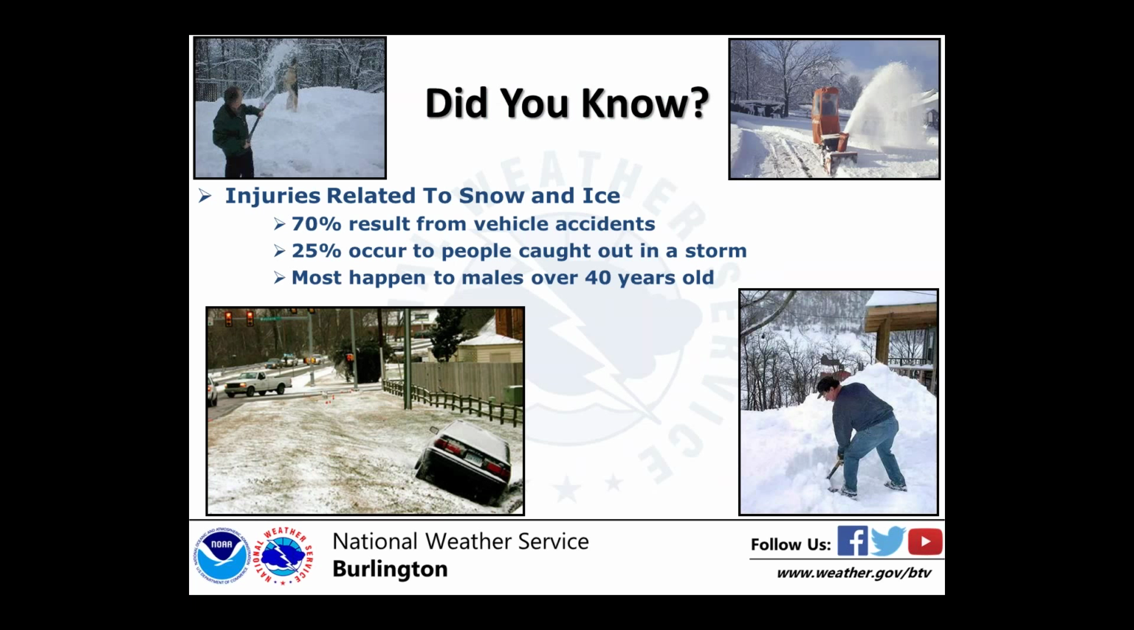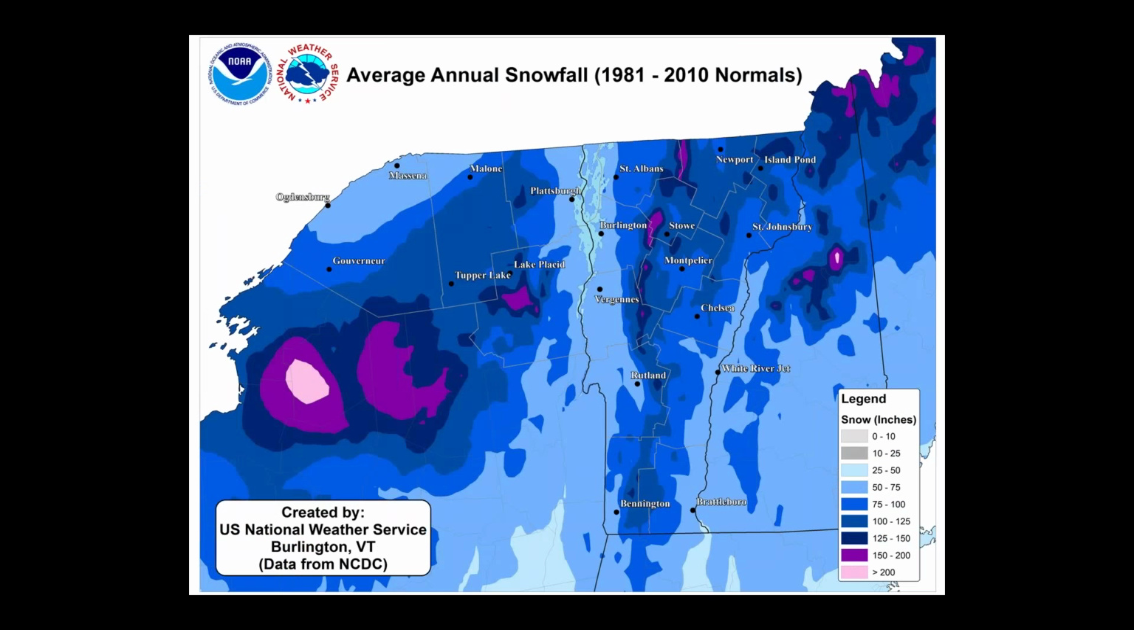Some facts for you. Injuries that are related to snow and ice, 70% of them result from vehicle accidents, and 25% occur to people caught out in the storm, specifically a winter storm. And most of these injuries happen to males over the age of 40.